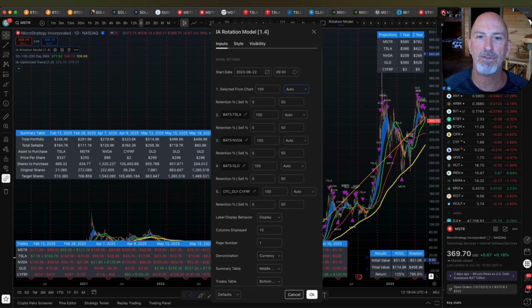So now I'm going to come back over here to the rotation model. We're nowhere near 660 to 886 for the next 1 year. So instead, I'm going to go in here and I'm going to go bullish.